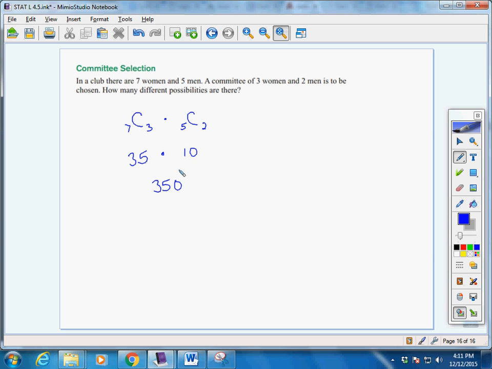Permutations and combinations. The thing to remember is in permutation, order matters, but in combination, it doesn't.